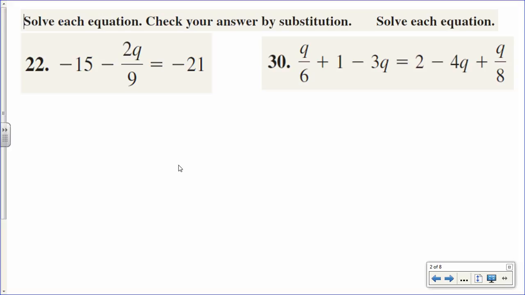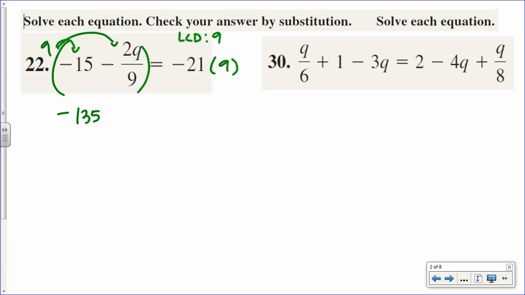So I only have one denominator, so that means that my LCD is just 9. Good. Okay, so everything is being multiplied by 9. It is going to make your numbers a little bit bigger, but you get rid of the fractions this way. So 9 times negative 15 is negative 135. 9 times negative 2/9 is negative 2Q. And then 9 times negative 21, thank you, negative 189. Okay?